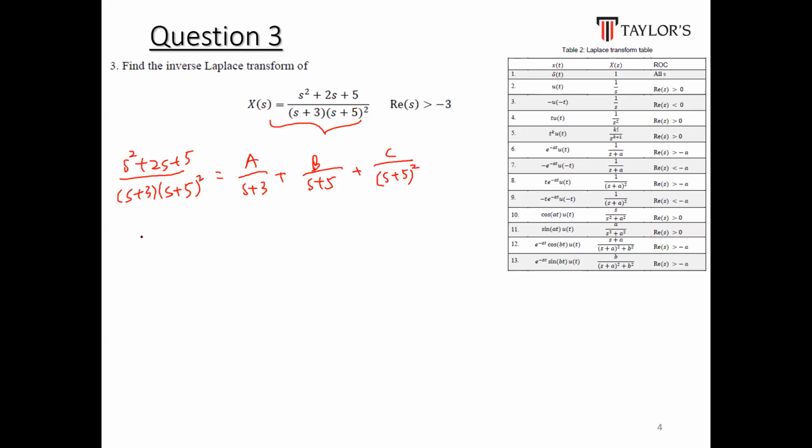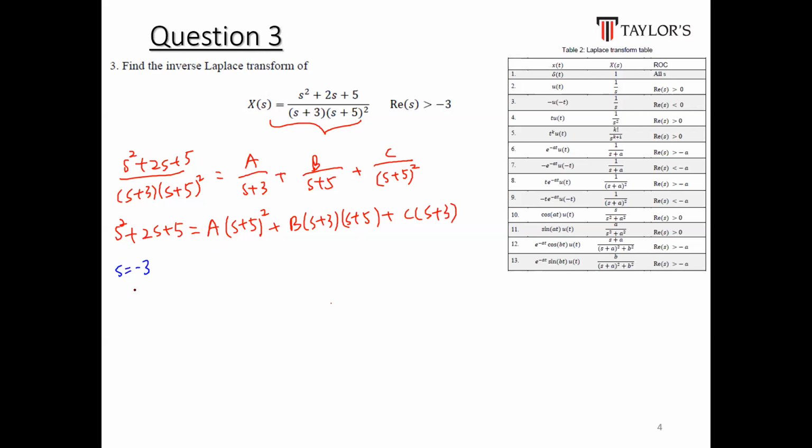Then we multiply everything by the denominator. s^2 + 2s + 5 equals A(s + 5)^2 + B(s + 3)(s + 5) + C(s + 3). Now the next step is choosing different s values. So let us choose s equals -3. Then I can eliminate two of them.